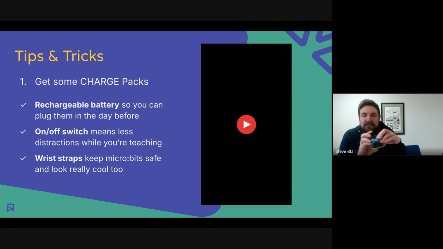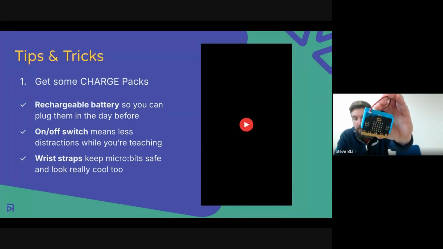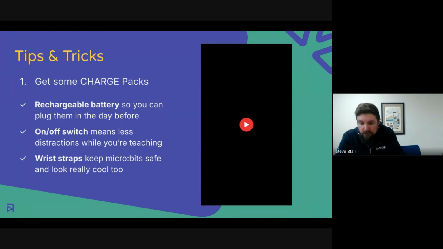Because if you haven't seen a microbit, I'm holding this up to my camera. They've got these little red and black wires for power, and usually that's attached to a little battery pack. That's what you get from microbit. They give you two AAA batteries, a little battery pack, and you attach it on there. That wire is flimsy.